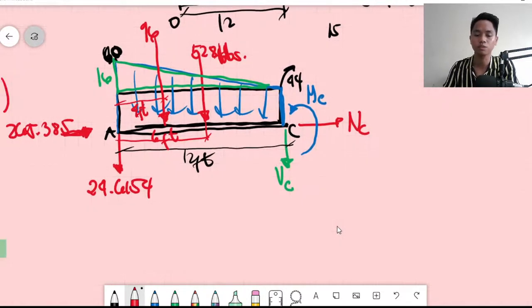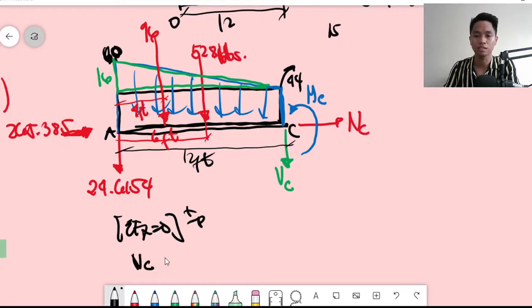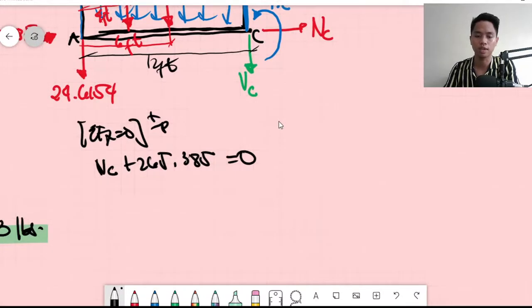Okay, so let's start with summation of forces in X equal to 0. To the right, forces are positive. That would be NC plus 265.385, and that would be equal to 0. So therefore, what is our NC? That would be negative 265.385 pounds.